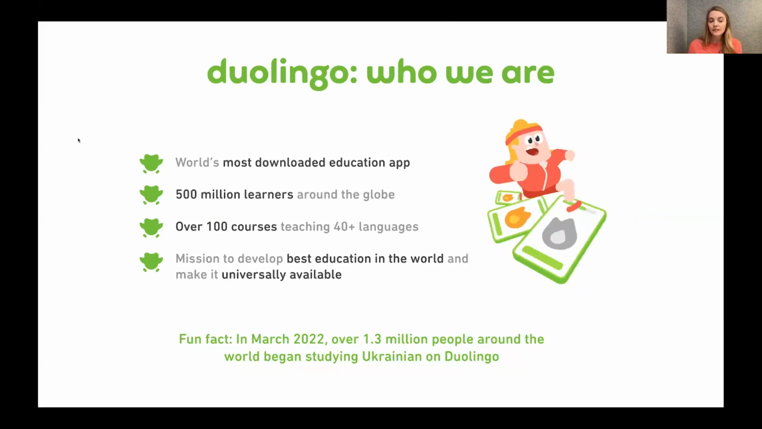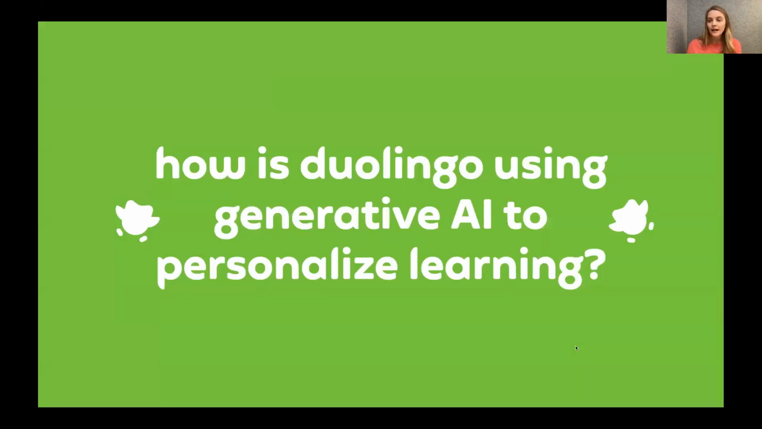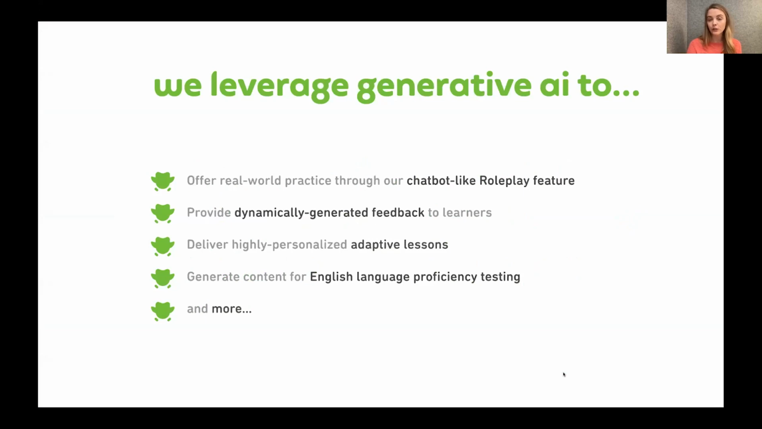Our mission is to develop the best education in the world and make it universally available. We think the best way to do that is to leverage AI technology. So we are actively using GPT-4 to personalize learning and offer the best education that we can. I'm going to talk about a few ways that we're doing that today, because there's not a lot of time. I'm not doing a deep dive into any of these. I'll just do a high-level flyover of four initiatives right now, and then I'm happy to answer any follow-up questions.